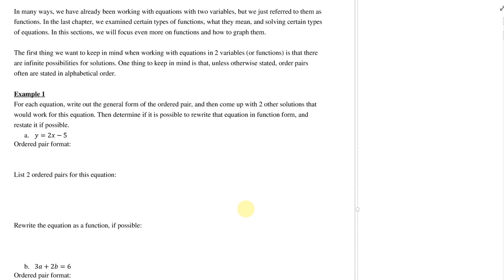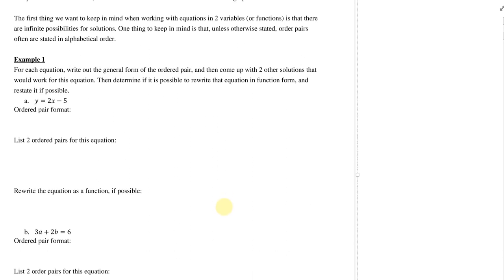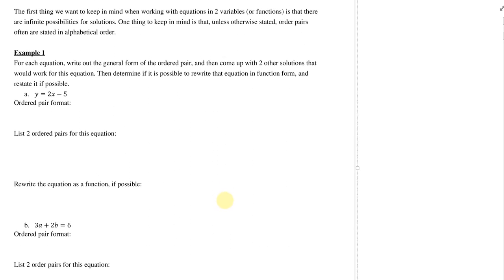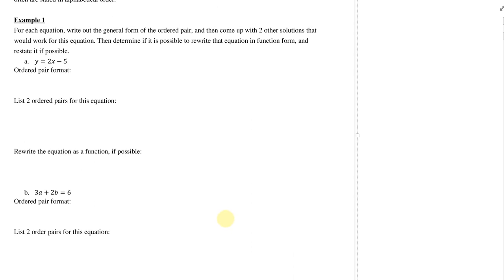Now, in many ways, we've already been working with equations with 2 variables, and we just referred to them as functions. And we've talked all about functions and what they mean, and now we're going to talk way more about them and finally how to graph them. We've been using the graphs quite a bit, but now you're going to learn how to make them yourself. And so the first thing that we've got to do is talk a little bit more about working with 2 variables and what that means. So I want to get us really used to them.